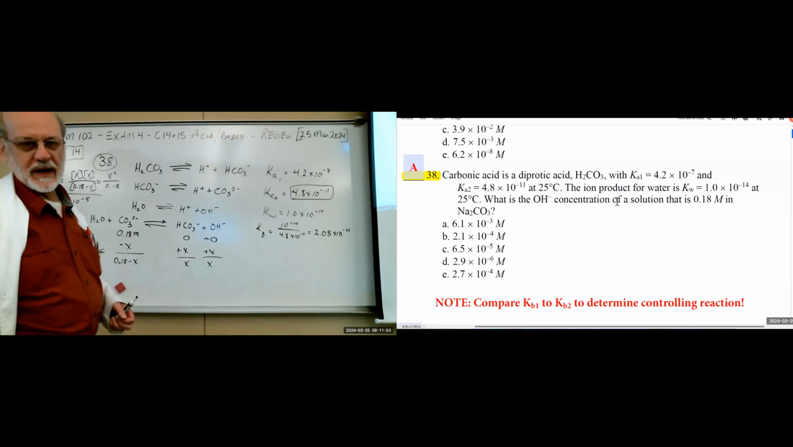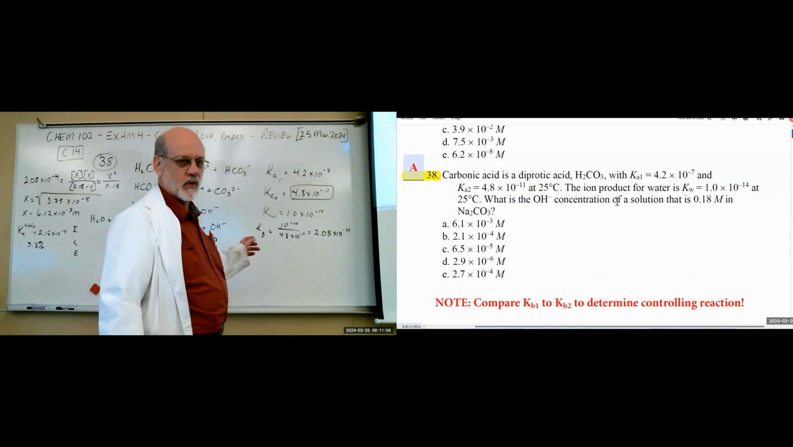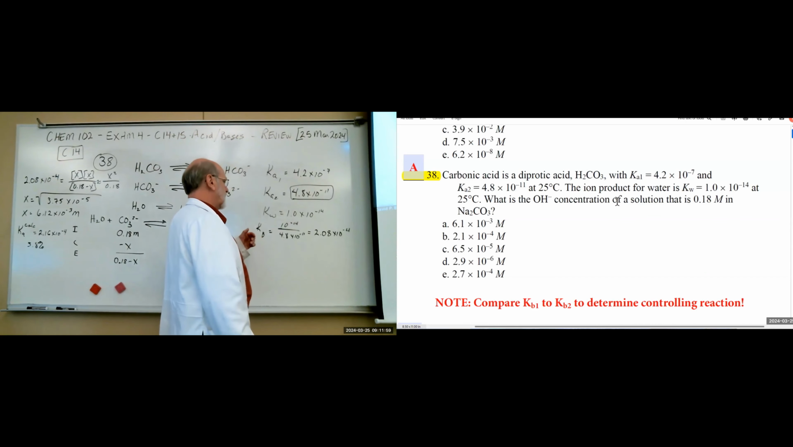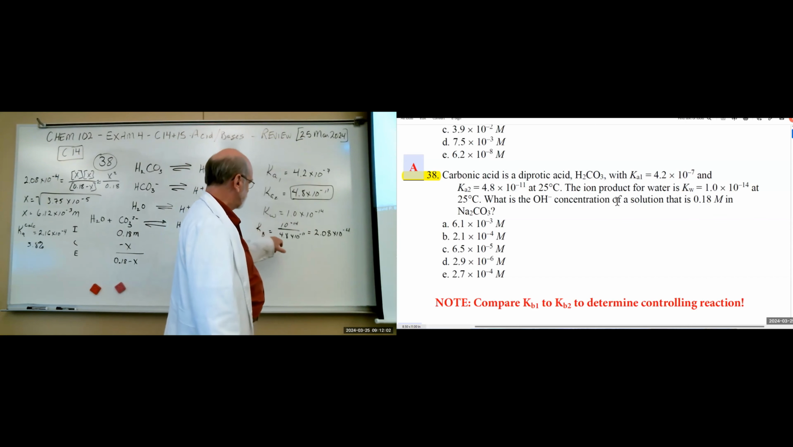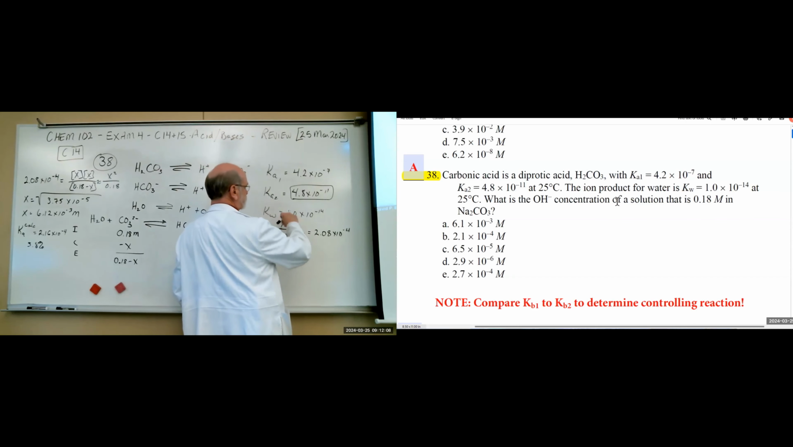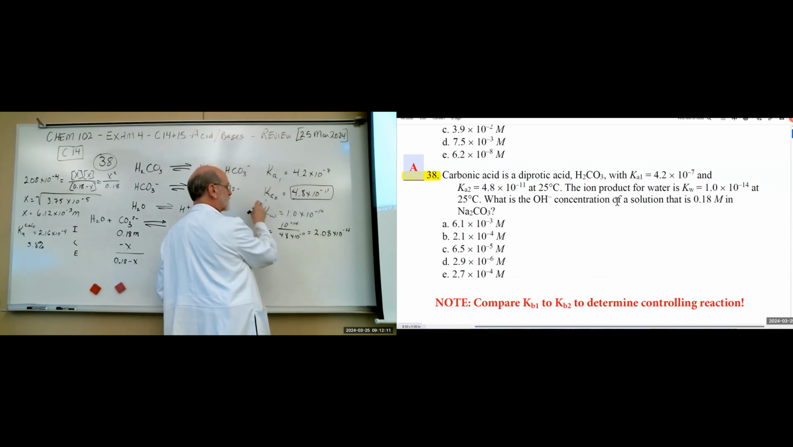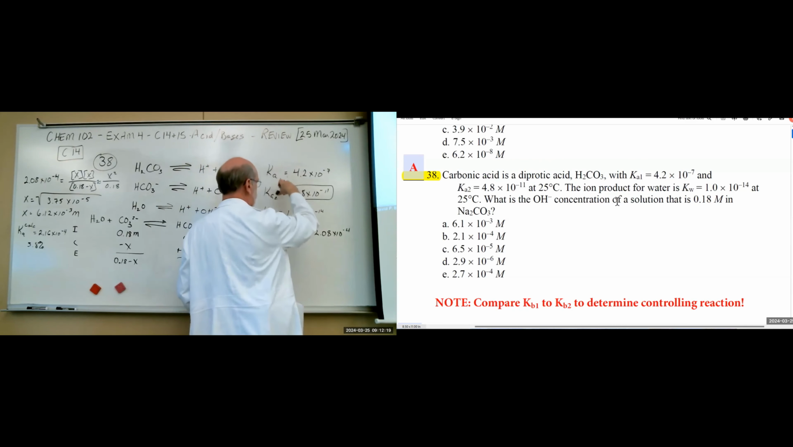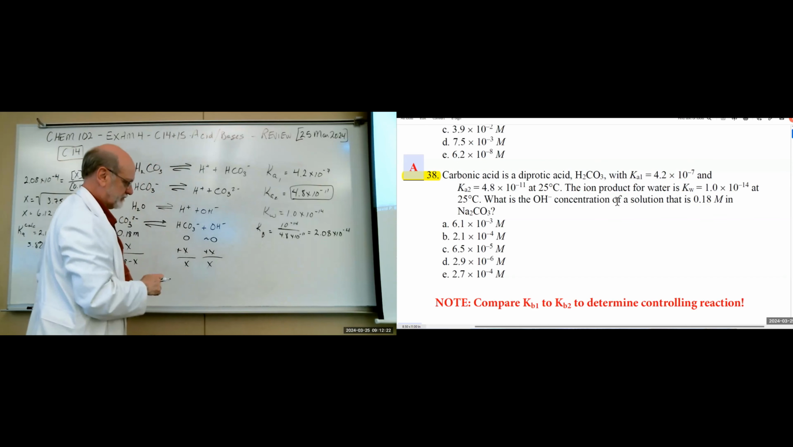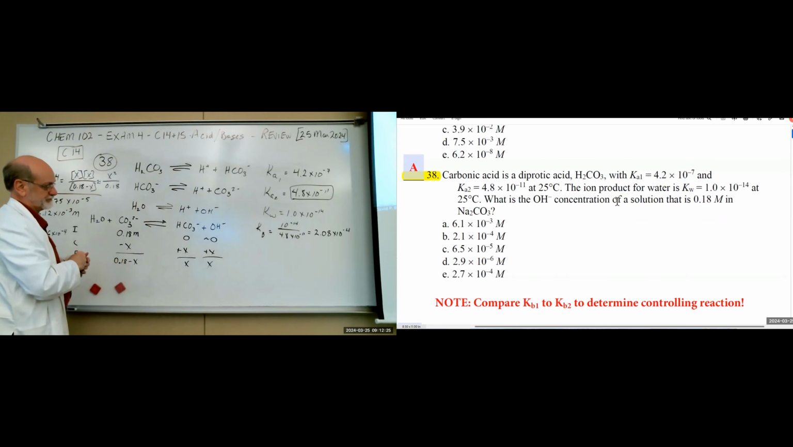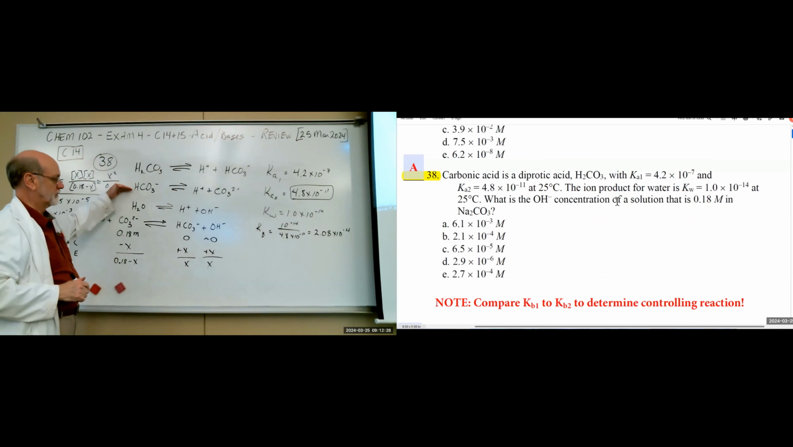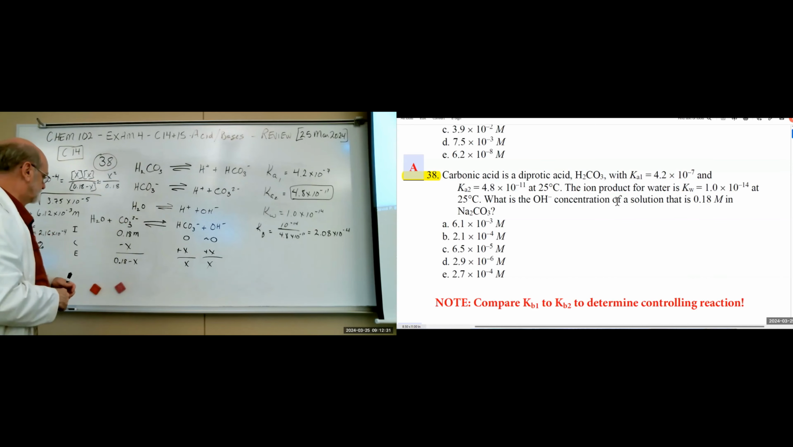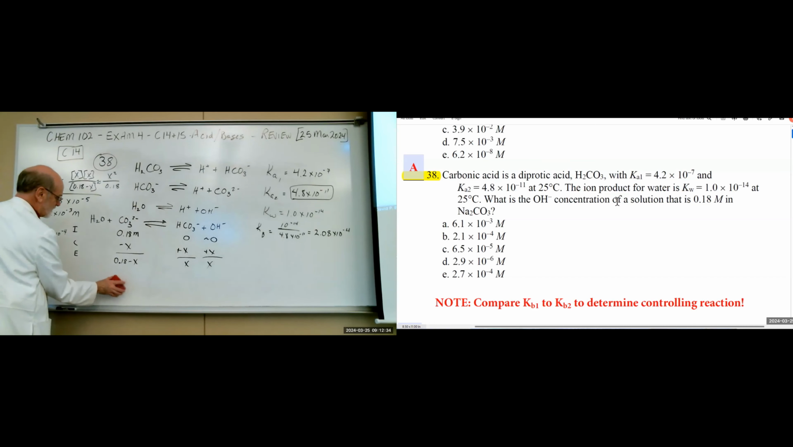That's why I put this note at the bottom. Compare Kb1 and Kb2. Well, since we calculate the Kb by dividing the Ka into 10 to the minus 14, all we have to do is say the controlling reaction is the one with the smallest Ka, which will give us the biggest Kb. So this one is the smallest Ka out of these two reactions. And that controls the pH. That's why we only used this one, and we didn't combine the two. All right, that was 38.